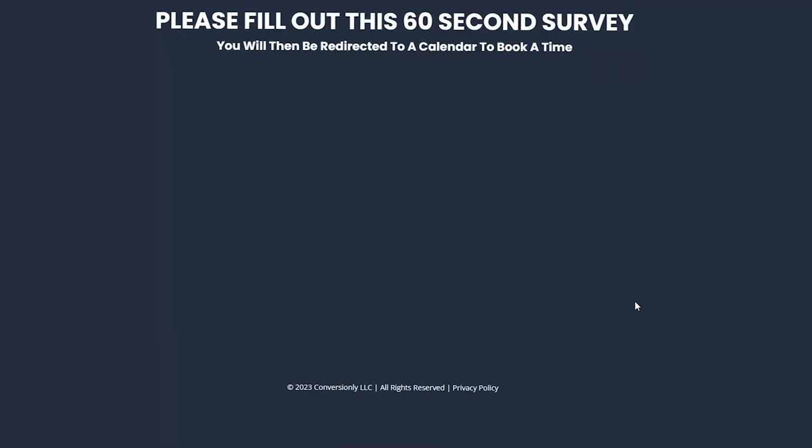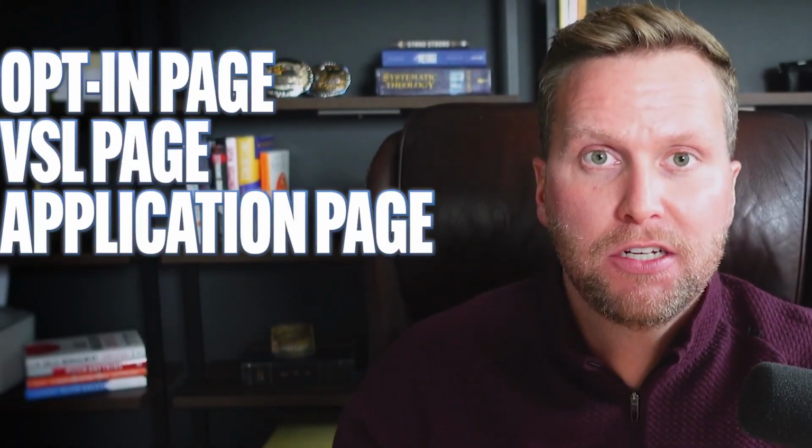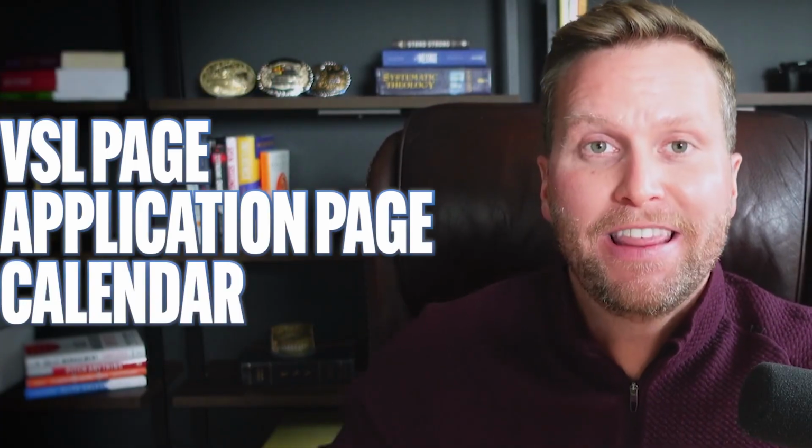Then they go to another page, they fill out an application, and then book a time. And the conversion event that we're looking for is someone who books an appointment. So you can see we go through the opt-in page, the VSL page, an application, and then they go to a calendar, then they book a time. This is the highest quality appointment that you can possibly get because they are going through a ton of friction before they commit to meeting with our team.